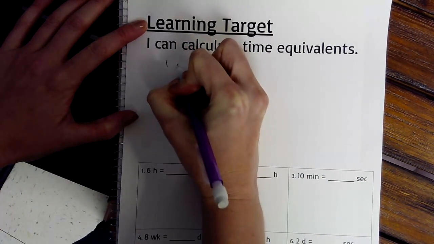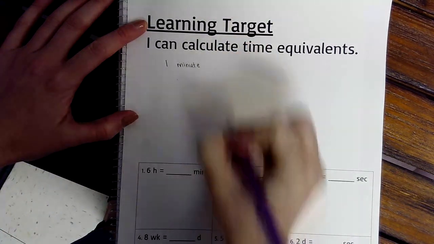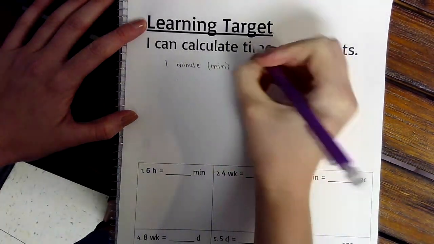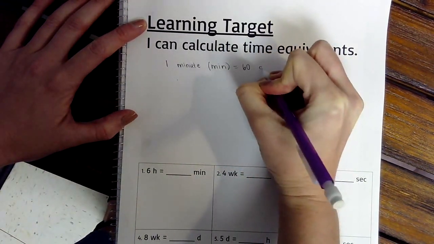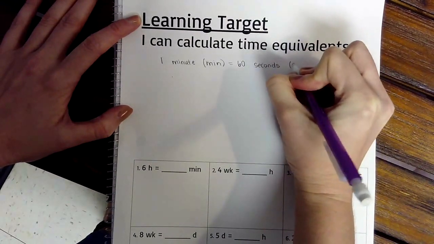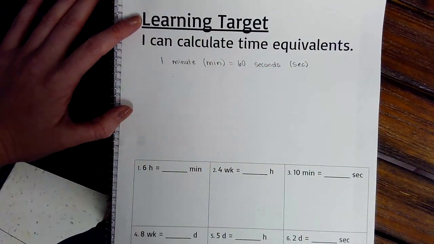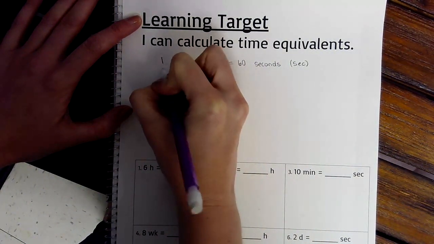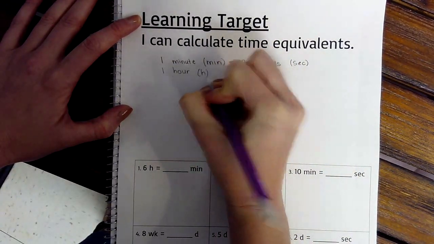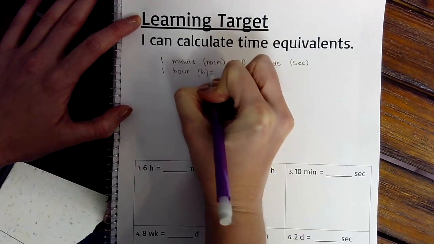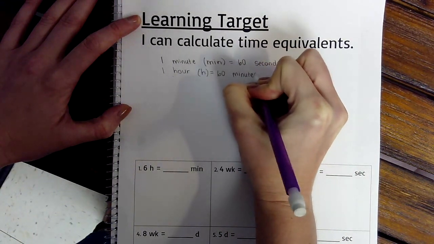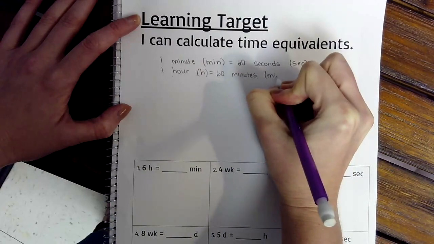So the first one is 1 minute, and we're going to put minute as M-I-N as the abbreviation. So 1 minute is equal to 60 seconds. And our abbreviation for seconds is going to be SEC. Our next one, 1 hour. And our abbreviation for that is just going to be the letter H, is equal to 60 minutes. Again, put your abbreviation MIN.